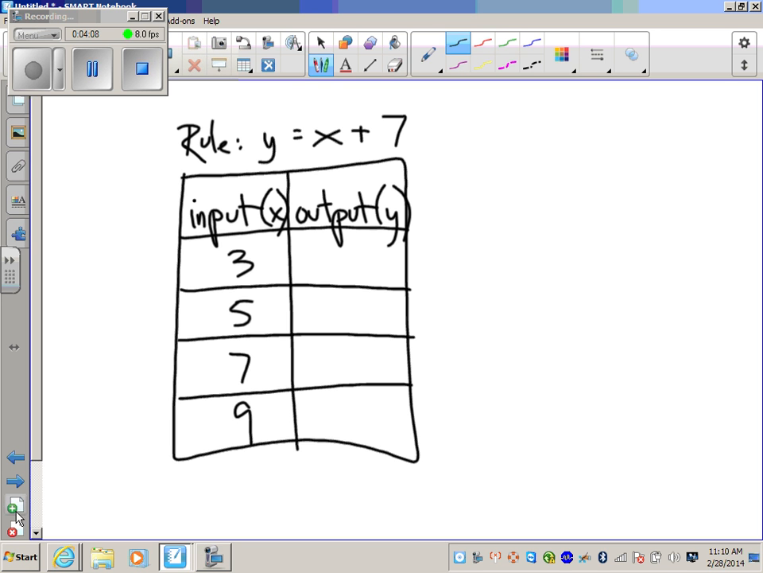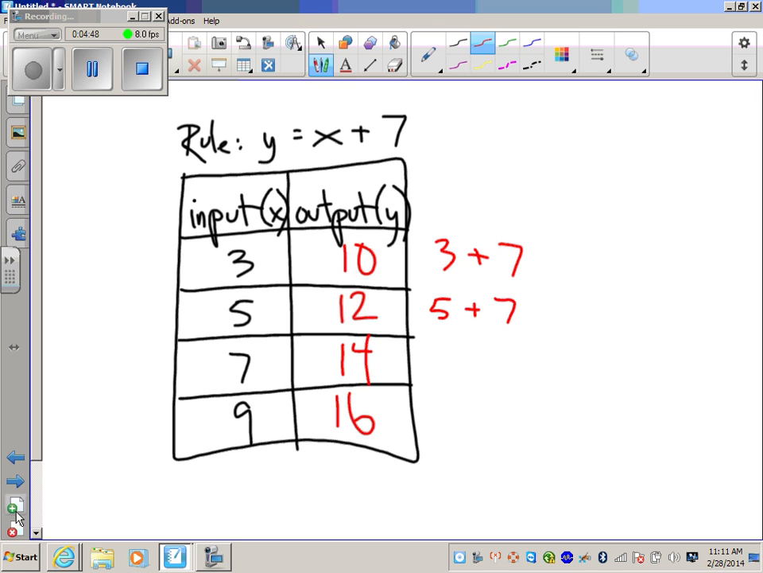So what I do is I'm going to take this value for x, I'm going to plug it in. 3 plus 7 gives me an output of 10. So I'm going to plug in a 5 next. That's going to equal my y, which is 12. 7 plus 7. And then finally 9 plus 7, 16. So we have just completed the function table.